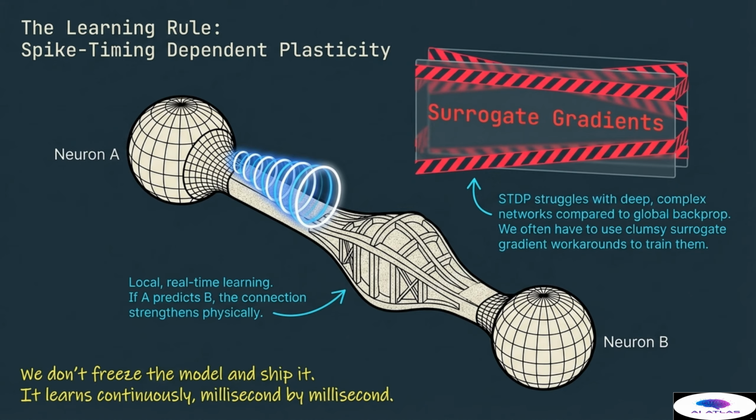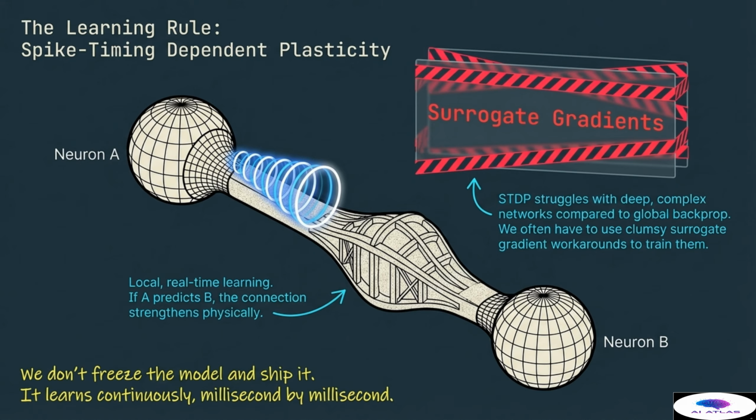However, STDP has its own challenges. It struggles with deep and complex networks when compared to global backpropagation used in standard deep learning. To get around this, researchers often have to use surrogate gradient workarounds to train these chips. You can see the red warning sign for surrogate gradients in the graphic, highlighting this current limitation. Despite these hurdles, the goal remains the same: to create a system that evolves and adapts to its environment through physical changes in its structure.